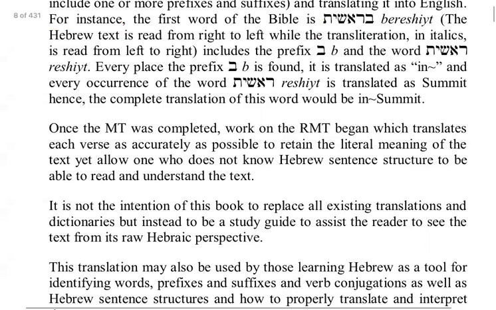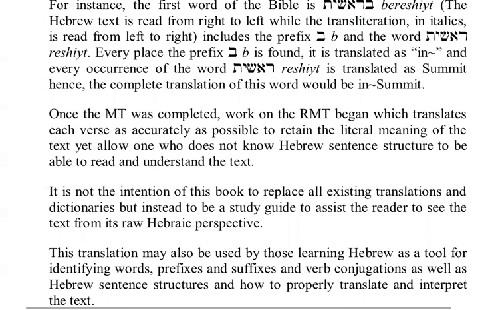Hebrew text is read from right to left, while the transliteration in italics is read from left to right, including the prefix bet, or vet in this case without the dagesh, and the word rashit. Each place the prefix ba, or bet, is found, it is translated as in, and every occurrence of the word rashit is translated as summit.